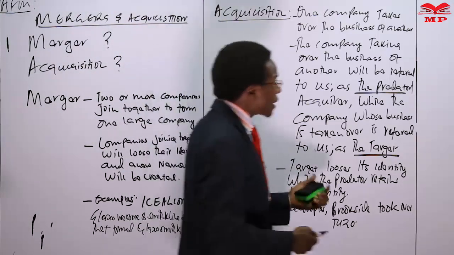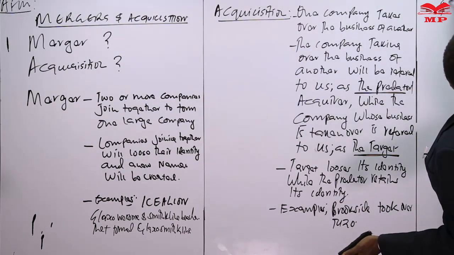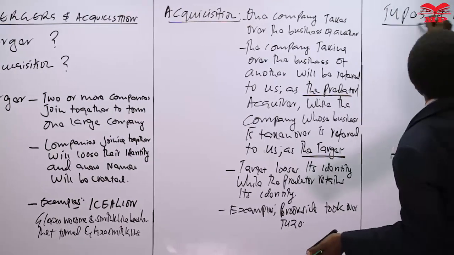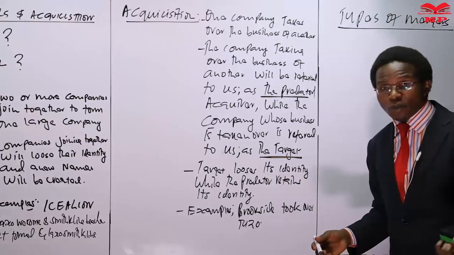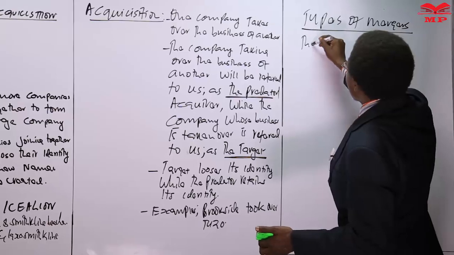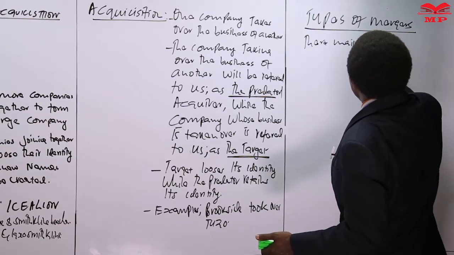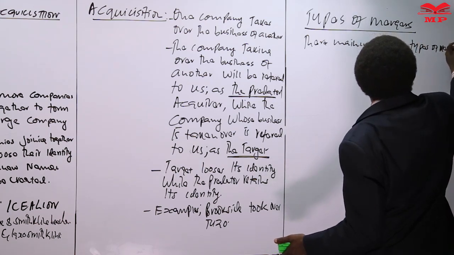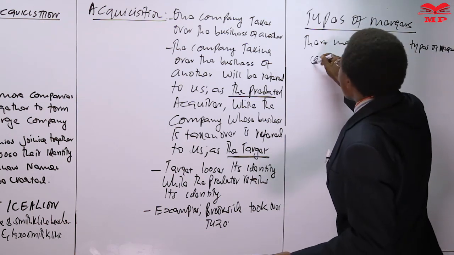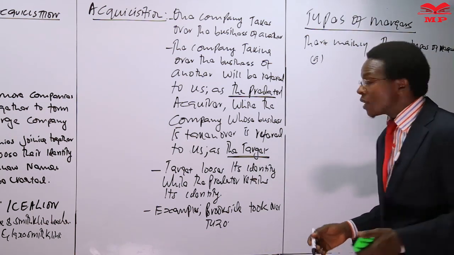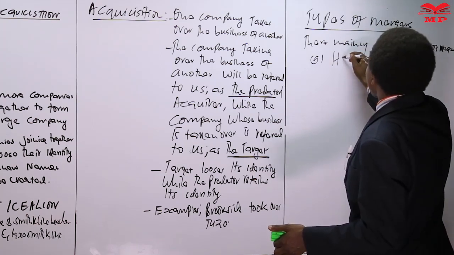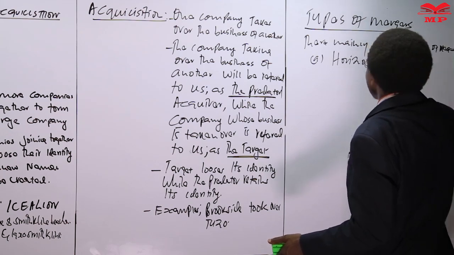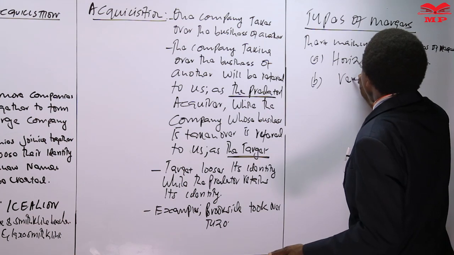Fine. So we want to look at the types of mergers. What are the types of mergers? There are mainly three types of mergers, meaning there are other types too. We have the horizontal merger, and we have the vertical merger.